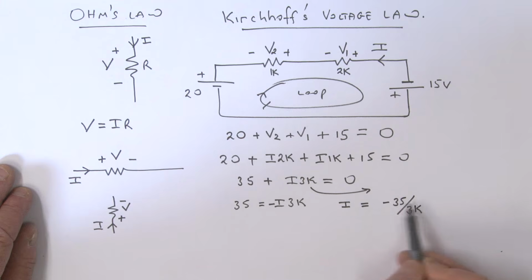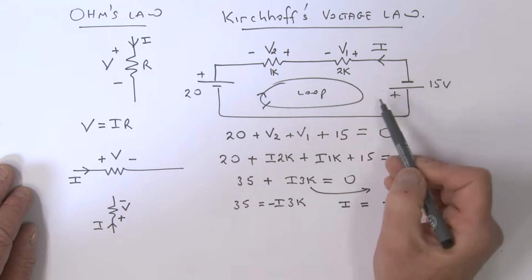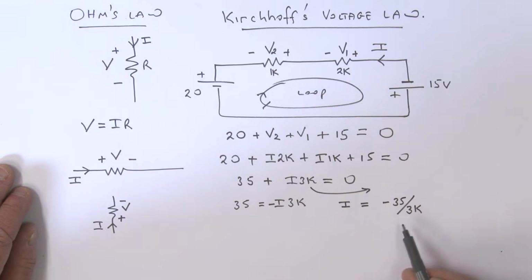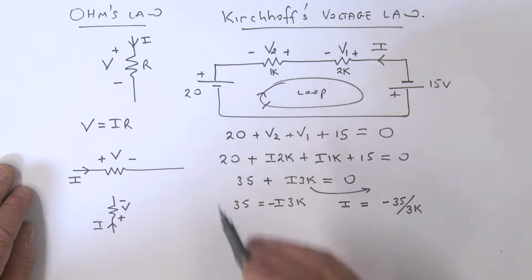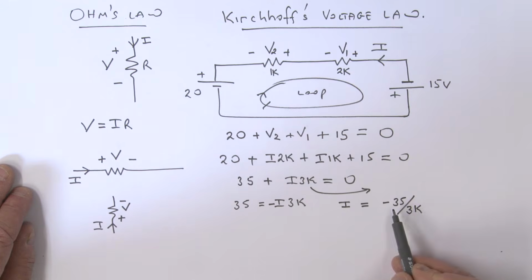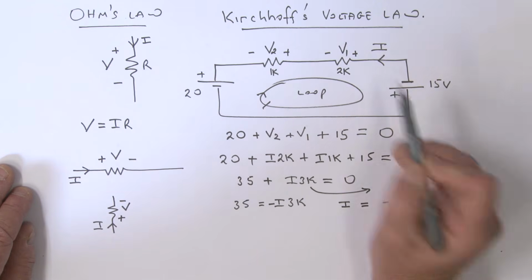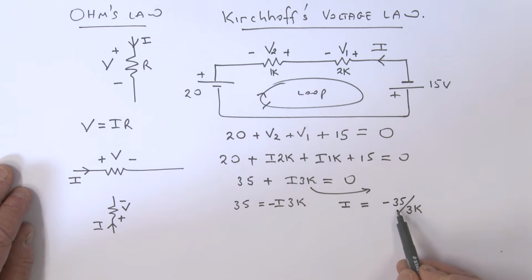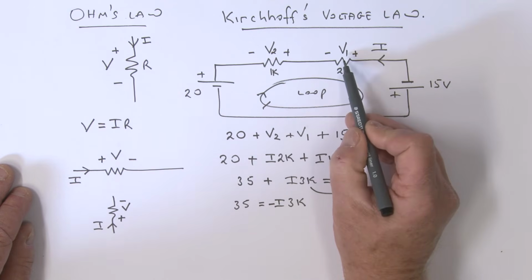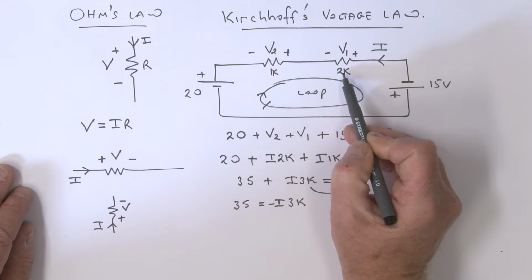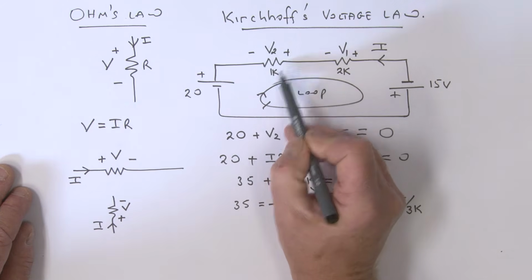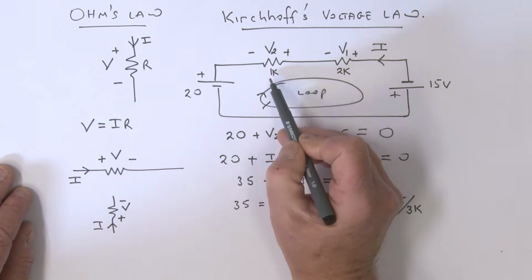Notice in this particular example that because of the direction that we defined, I has come out to be a negative number. Now, I wouldn't change anything. I'm not going to go back and suddenly say, oh, I need to draw the current the other way. I'm simply recording that I, according to that defined direction, is a minus 35 over 3k. And I just simply leave it that way. And so if I wanted to figure out what V1 was, V1, of course, is just I times 2k. If I wanted to figure out V2, it's just simply I times the 1k.